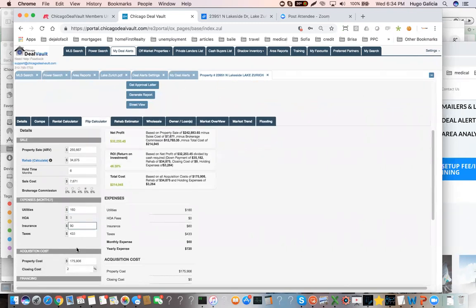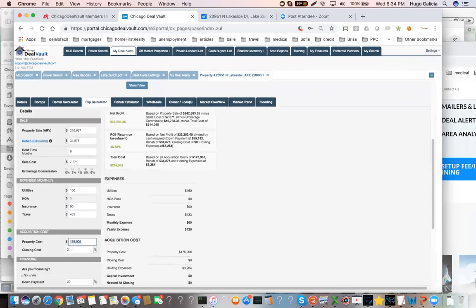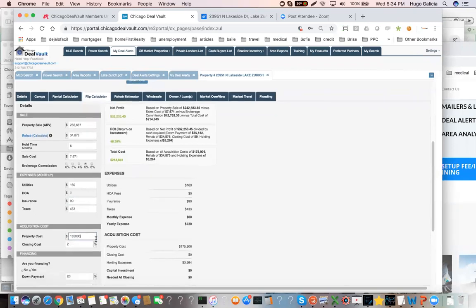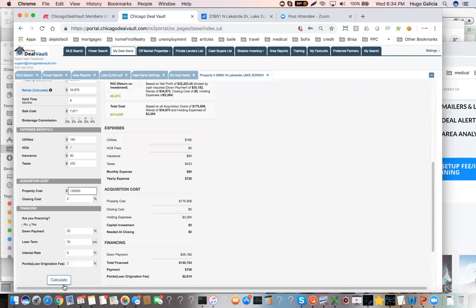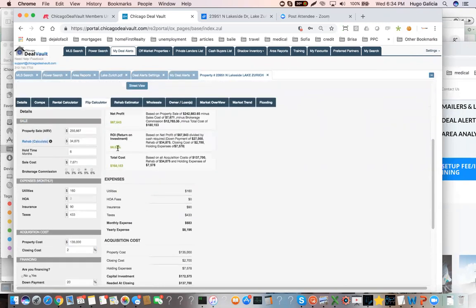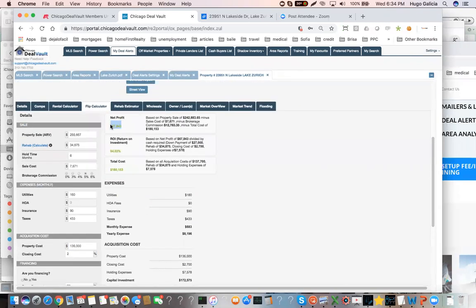And then for insurance, again, 90. Taxes, we're going to leave them alone. And then property cost was 135,000. Okay, so now if we click on calculate, the net profit on the property will be about 67,000. So looking at the numbers, it's just a great deal, right? So based on the numbers, it does make sense to flip the property, right?